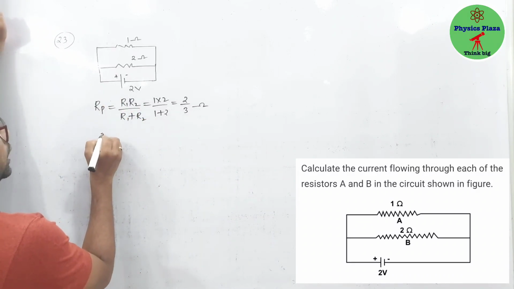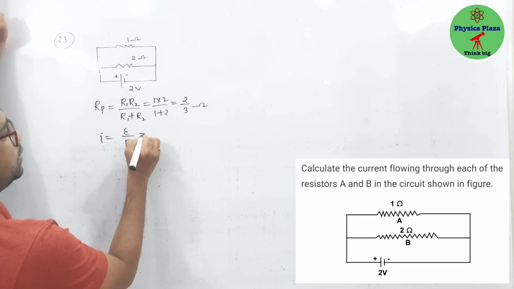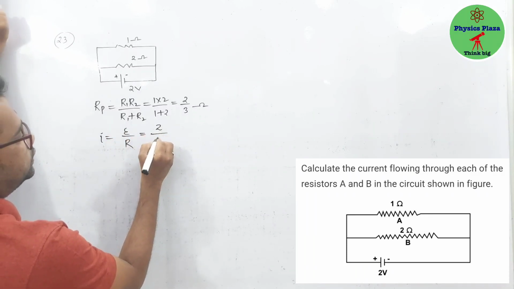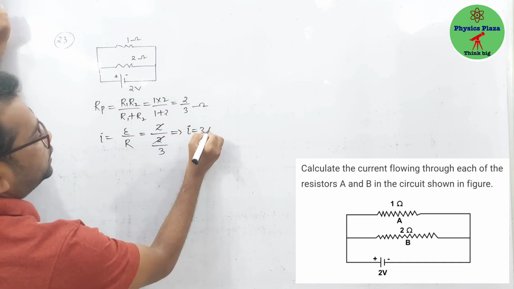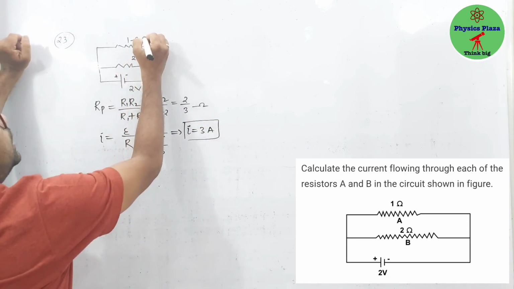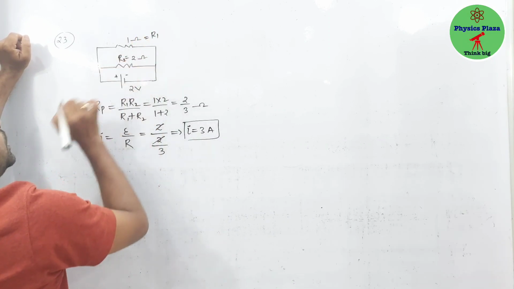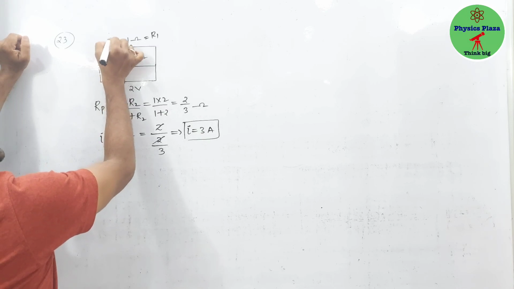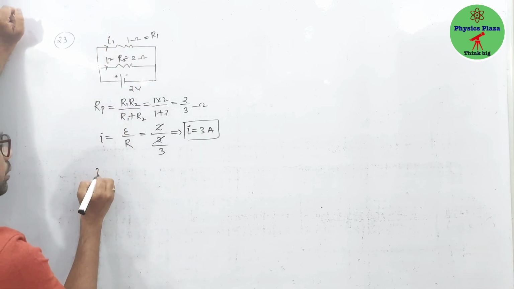So we know that total current is equal to EMF by total resistance. EMF is 2 only. This is 2 by 3. 2 cancels, goes to the denominator. So here total current is 3 ampere. Okay. Now current in each branch. Let us say this is R1 and here is R2. Let us say through this the current passing is I1. Through this the current passing is I2. So we have a formula, right?